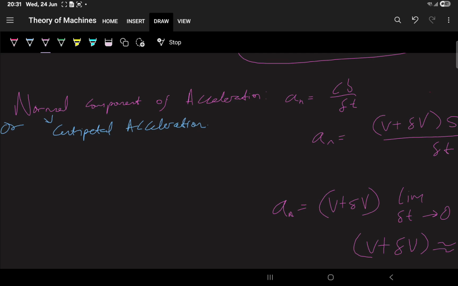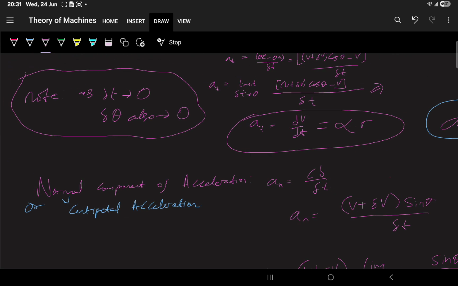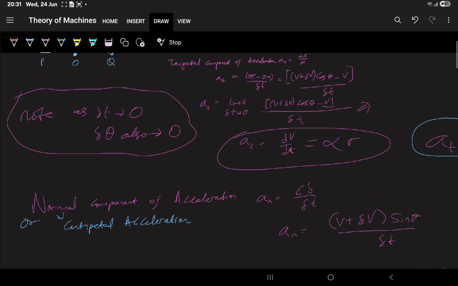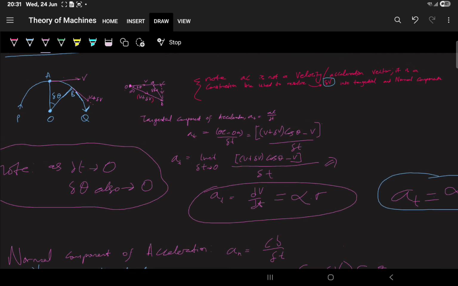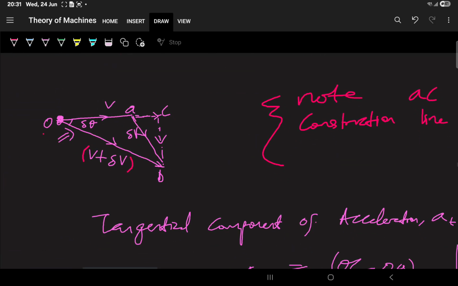Now our normal component of the acceleration we'll be deriving now. Again, we go and reference the vector diagram. This is our vector diagram right here. Our normal acceleration is represented by CB.